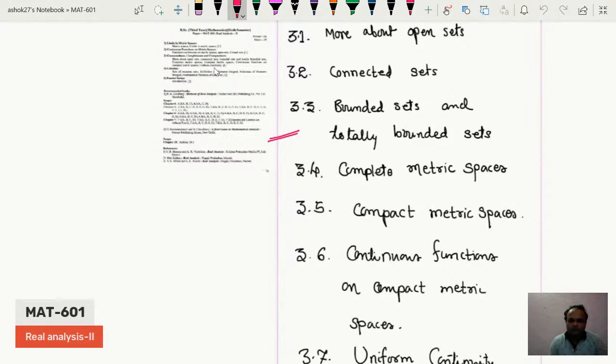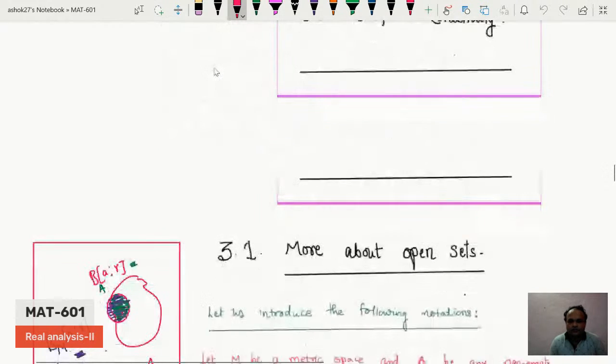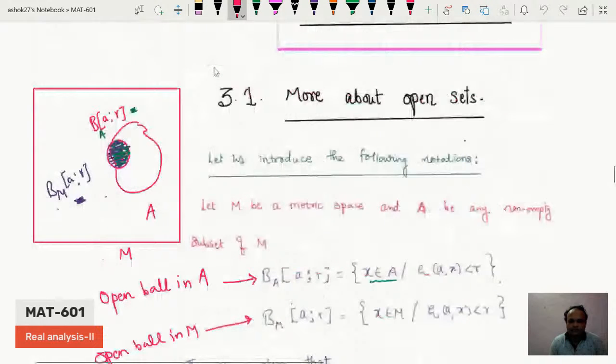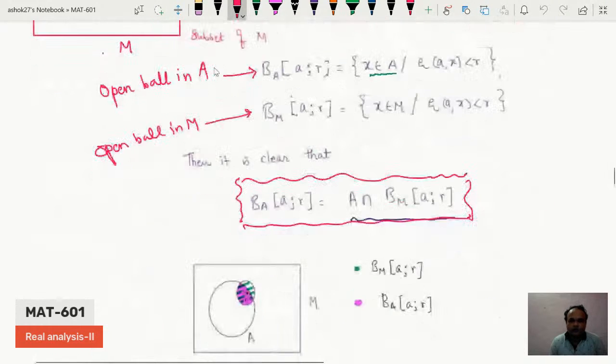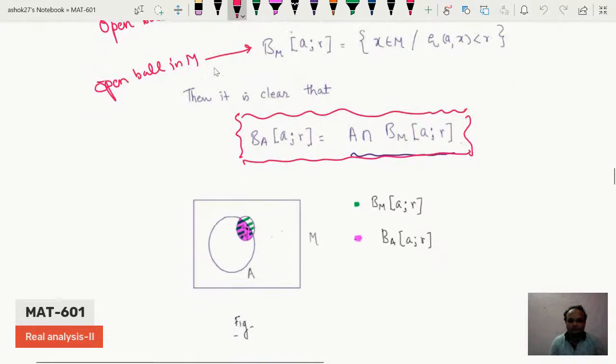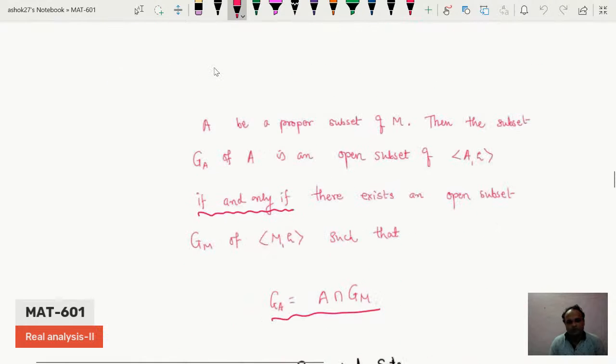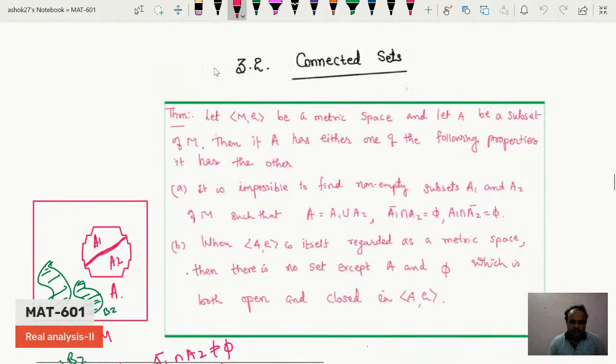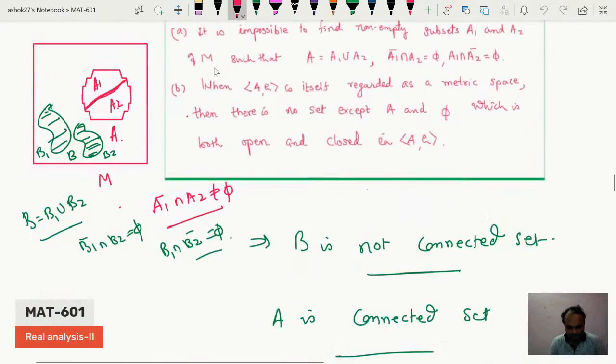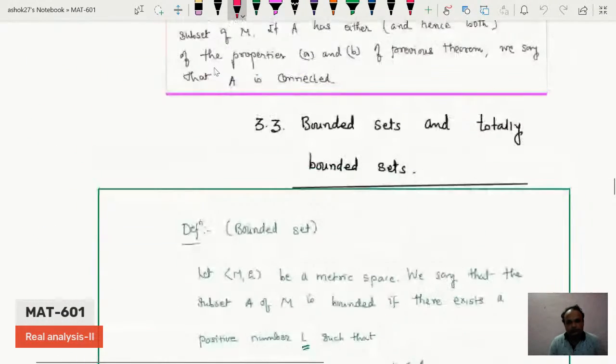In the previous lecture, first we defined open ball in a subset of a metric space. What is the difference between open ball in A and open ball in M? One is the open ball in subset A and the other is the open ball in metric space M, and there is a relation between them, which we have already seen. Then we defined connected set in a metric space. After that, we saw the definition of bounded sets and totally bounded sets.